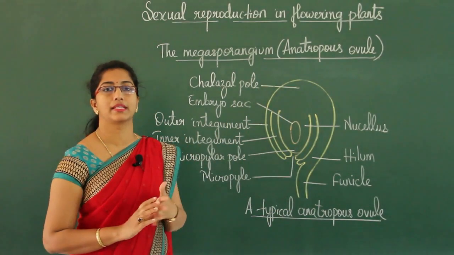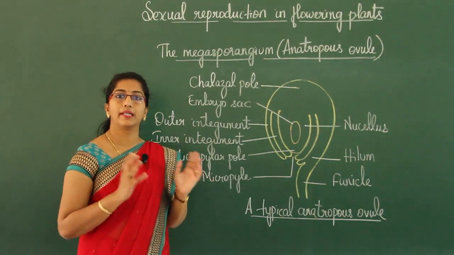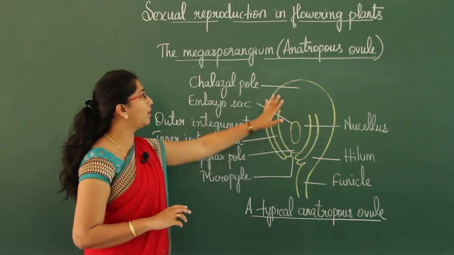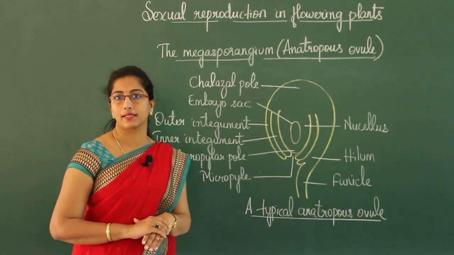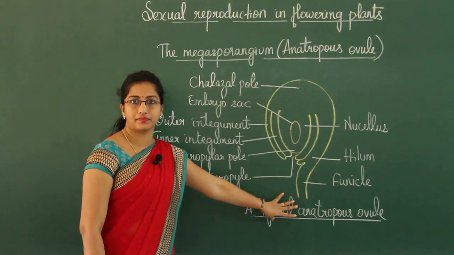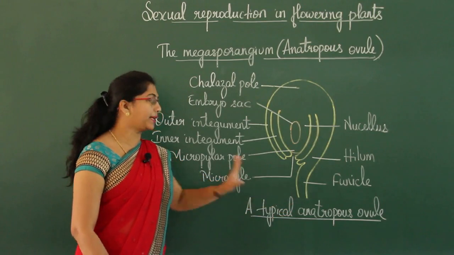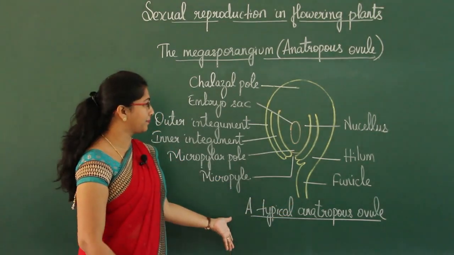So in a 5 marks question you will be asked to explain the structure of a typical anatropous ovule, or this can also be asked as explain the structure of megasporangia. So now this is the structure of a typical anatropous ovule or the megasporangia.